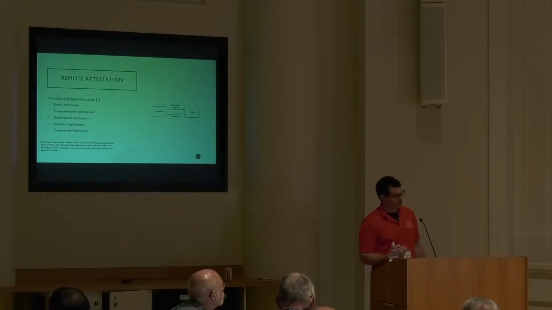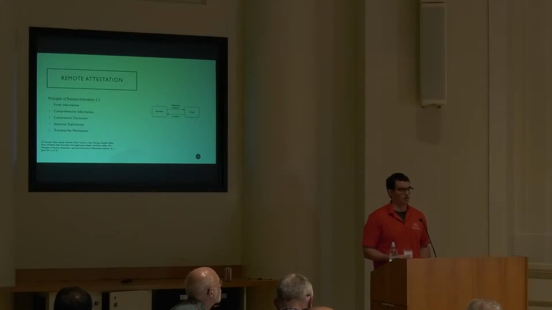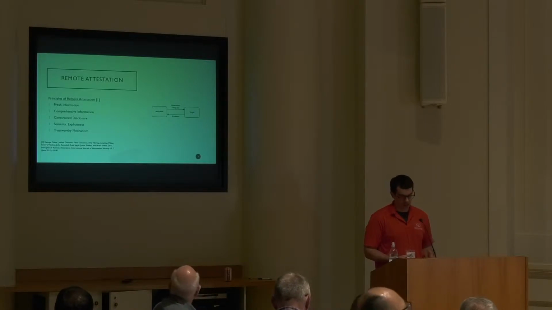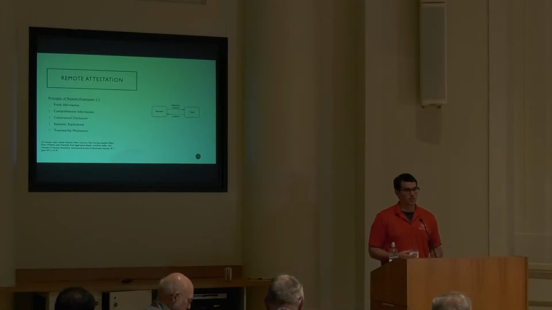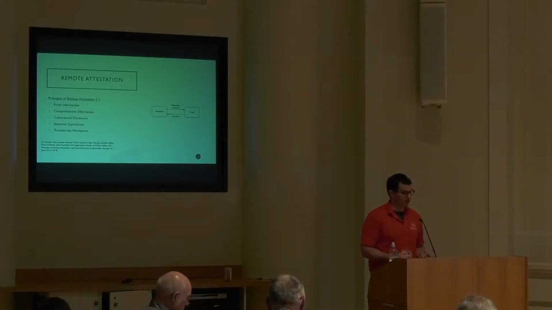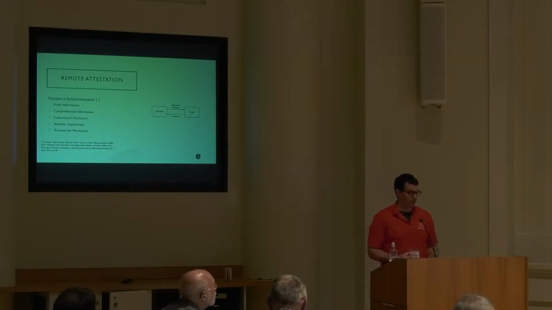The fourth principle is semantic explicitness, and I think this is the most relevant property to the Copland effort, and we'll see later how the Copland language will embody and give us a way to have a uniform semantics for attestation so that appraisers can collect evidence from multiple attestations and compose them to make more informed trust decisions. And the fifth is trustworthy mechanism, which says that we have to trust the attestation mechanisms themselves.